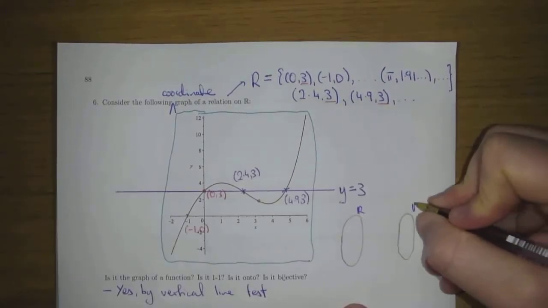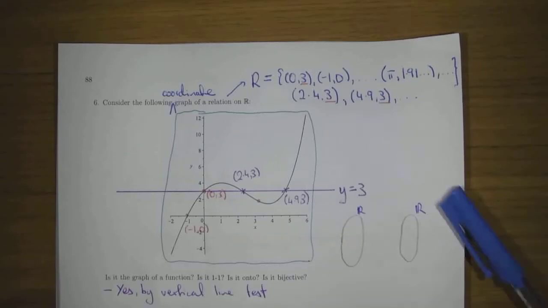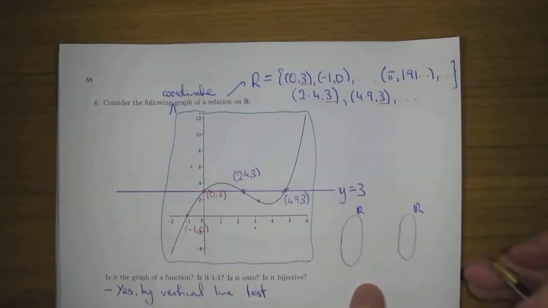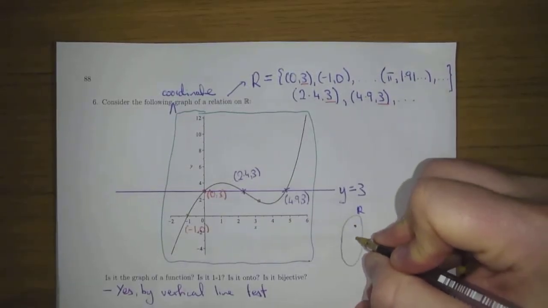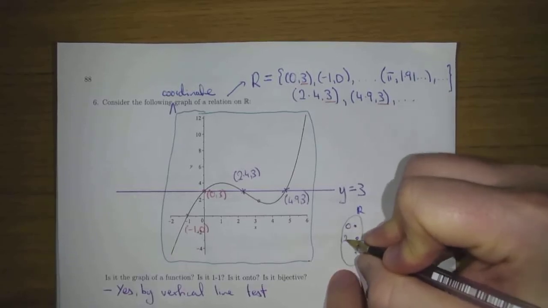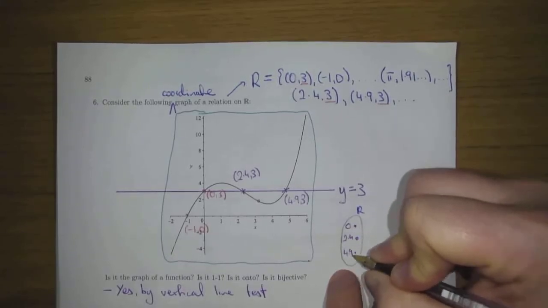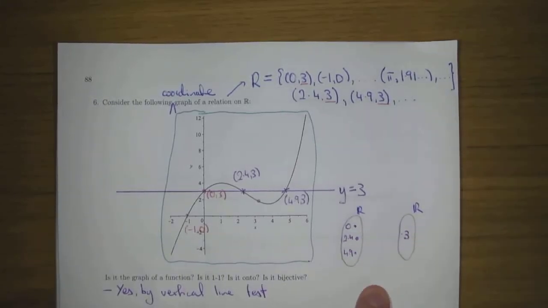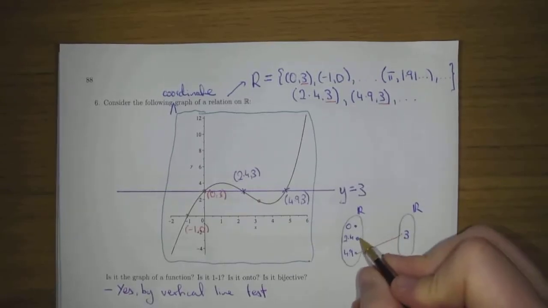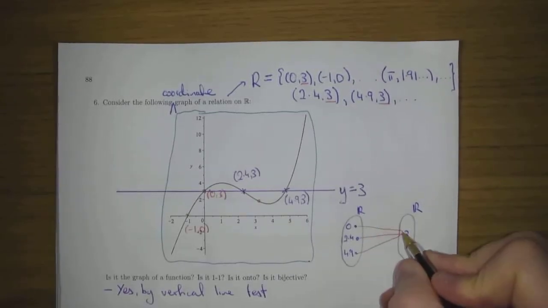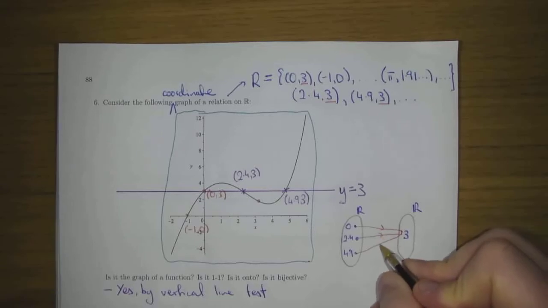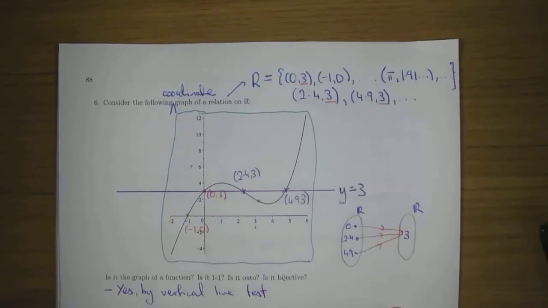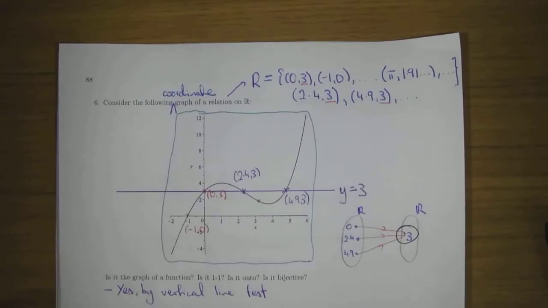Real numbers. I could have again drawn the number lines. I might do that up here just to home in on it. So we've got 3 different inputs, 0, 2.4, and 4.9, all being sent to 3. And therefore it's not 1-to-1. And we're going to write that down here as our answer.